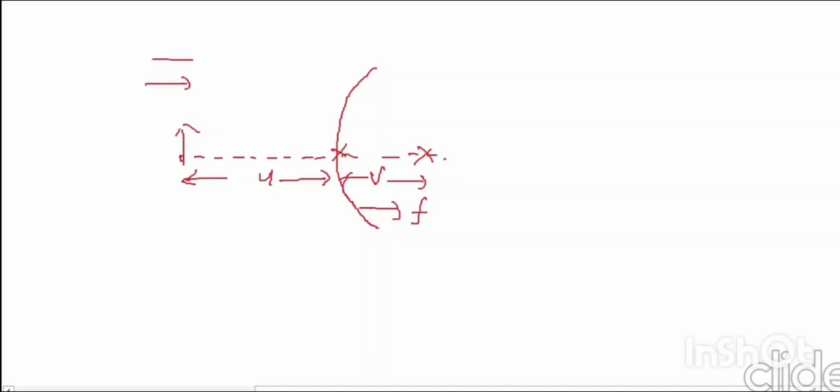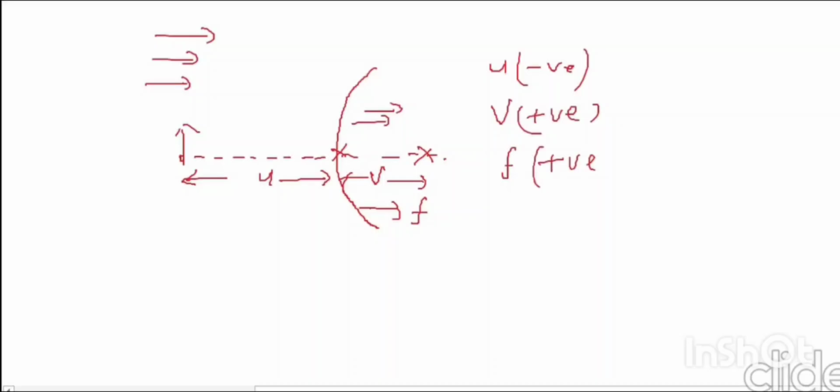This is the direction of light rays which are coming towards the mirror. In that situation, u will be negative. My dear students, u will always be negative in your calculations. You can remember it this way. v keeps changing. In this scenario, v is positive because it is in the direction of the light movement, and f also will be a positive quantity while making calculations using a convex mirror.